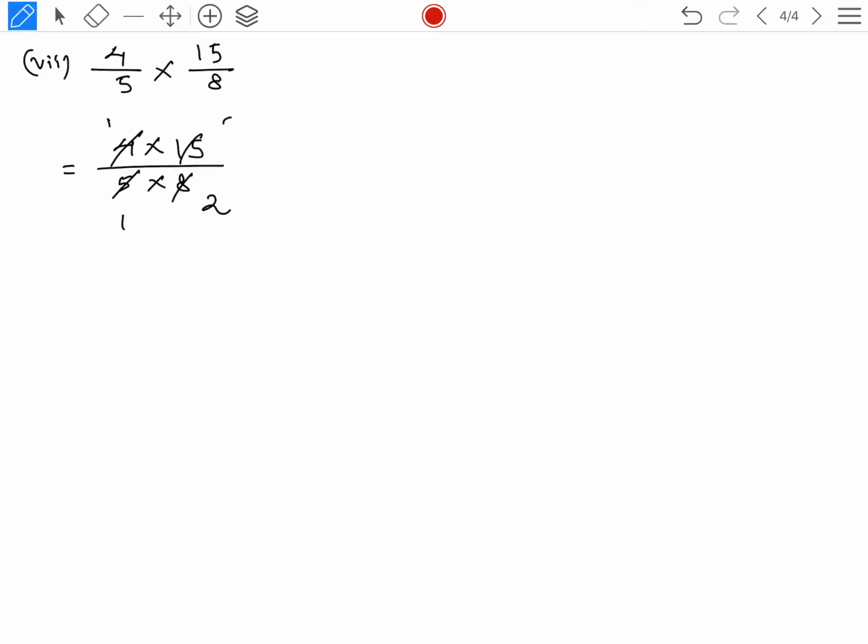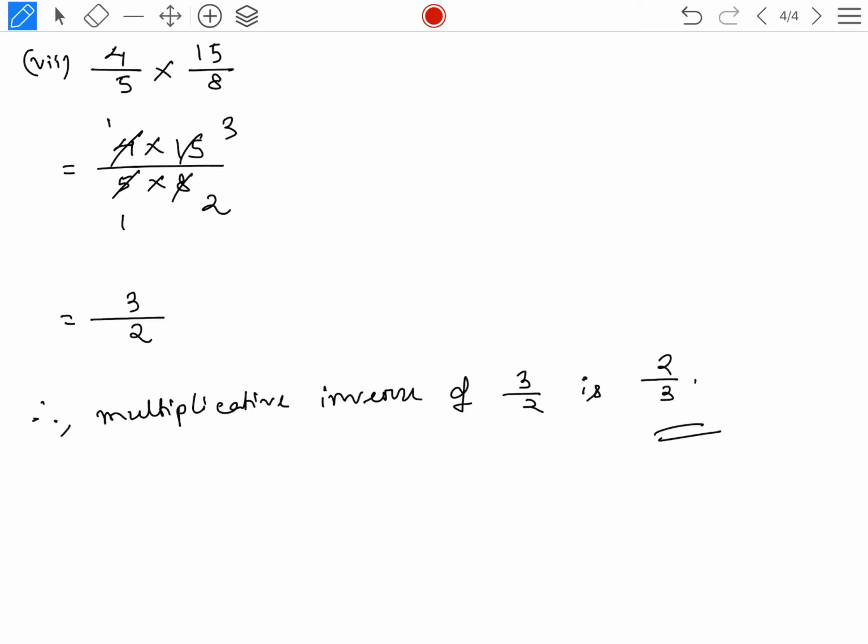Now see, 4 1s are 4, 4 2s are 8, yes or no? Then 5 1s are 5, 5 3s are 15. So we will get 3 by 2. So therefore you can write the multiplicative inverse of 3 by 2 is, what will be the reciprocal? 2 by 3. Easy, yes or no?